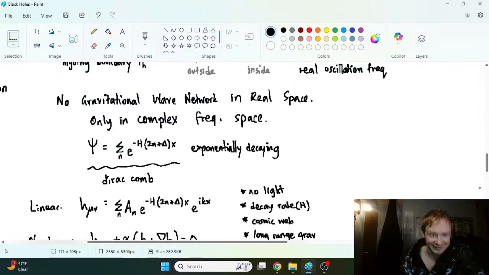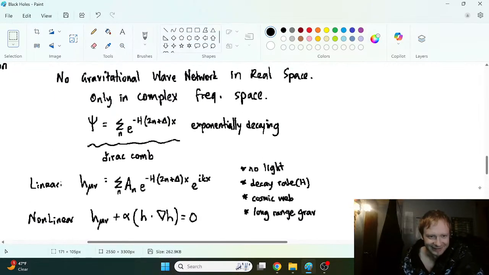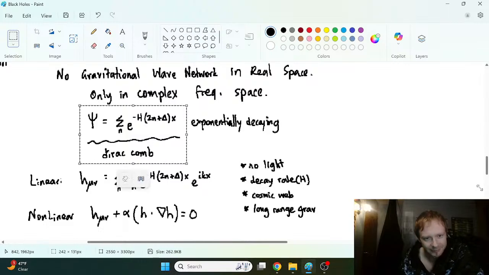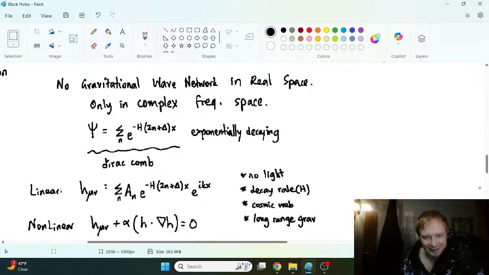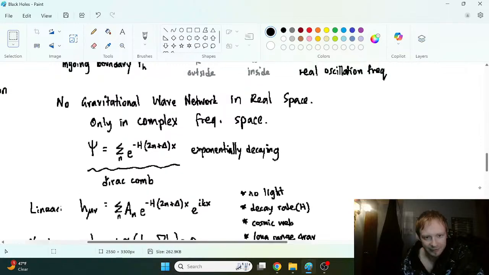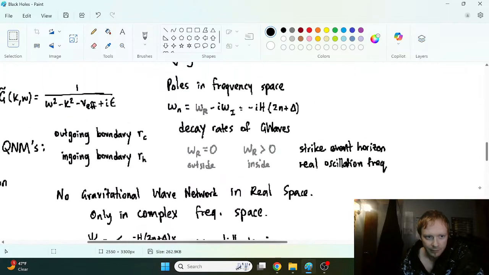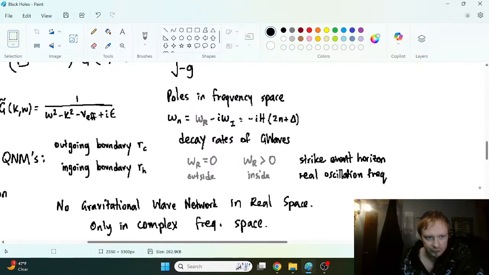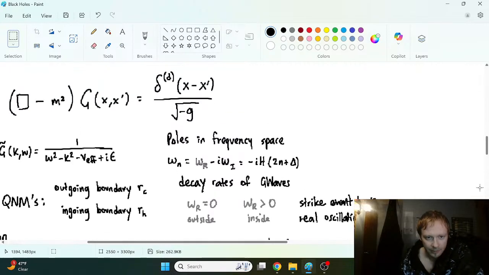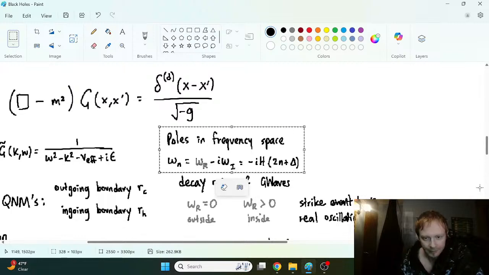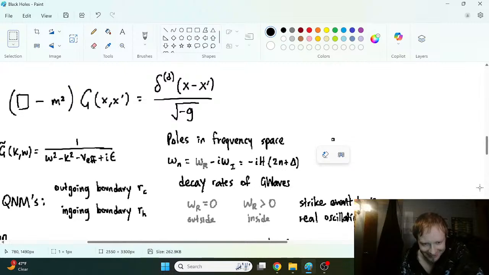This is really weird stuff, guys. But this is essentially the Dirac cone of gravitational waves. Well, the Dirac cone of the Green function, holes in frequency space for the gravitational wave propagators.